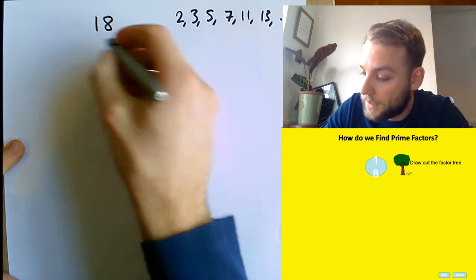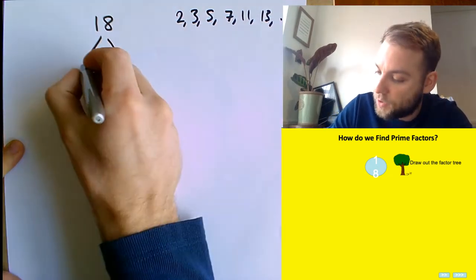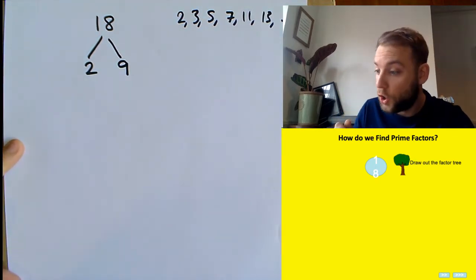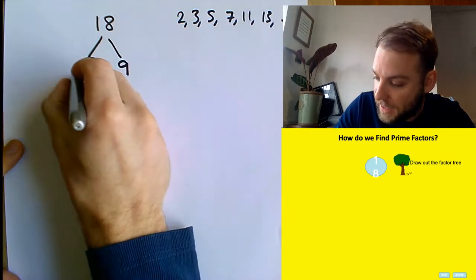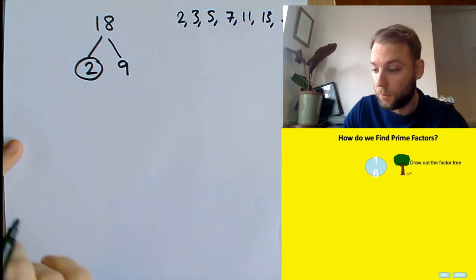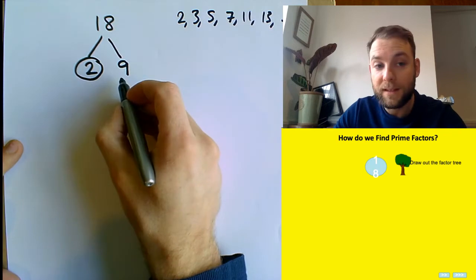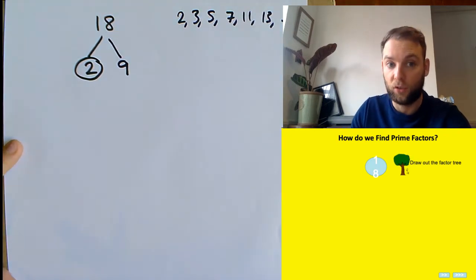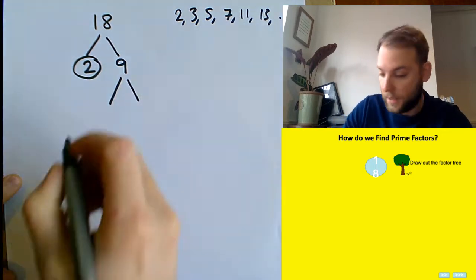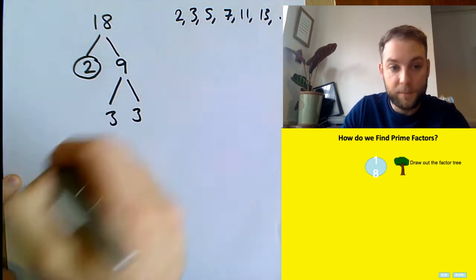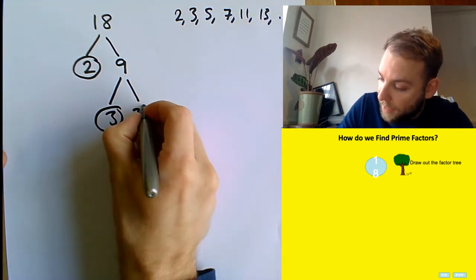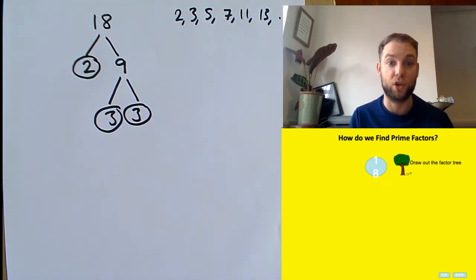Does 2 go into 18? Yes, it does. So I'm going to split that up into 2 and 9. And then I circle the one which is a prime. In this case, it's equal to 2. Is 9 prime? No, it's not, so I'm not going to circle that. Does 2 go into 9 next? No, it doesn't. So what's the next number that goes into it? Well, this is 3. So it's going to be 3 and 3, because 3 times 3 is 9. And then both 3 and 3 are prime, so I circle both of those.